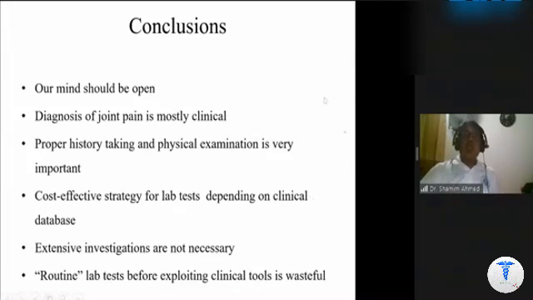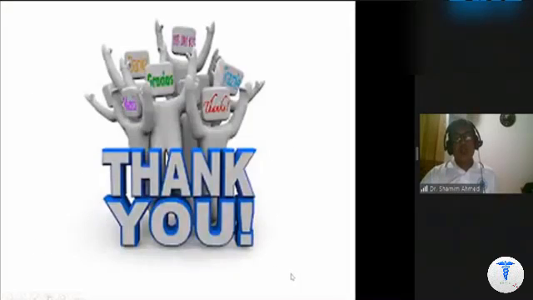In conclusion, I would like to say our mind should be open during history taking, examination, and formulation of a differential diagnosis. Diagnosis of joint pain is mostly clinical. Proper history taking and physical examination are very important. Use a cost-effective strategy for lab tests depending on the clinical database. Extensive investigations are not necessary. Routine lab tests before exploring clinical tools is wasteful. And this is my last slide. Thank you very much.